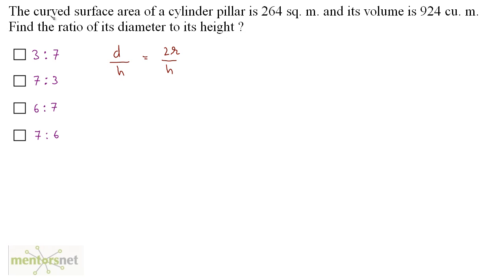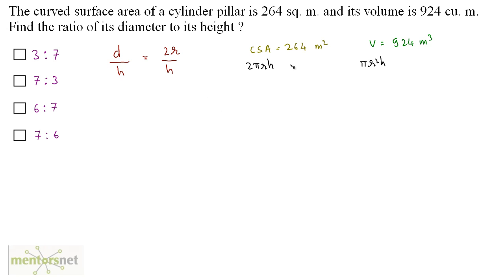Now we have been given the curved surface area. So curved surface area is equal to 264 square meters, and we have been given the volume, which is 924 meters cube. Now what is the formula for calculating the curved surface area of a cylinder? Well, that is 2 pi r h. And what's the volume? Well, volume is pi r square h.